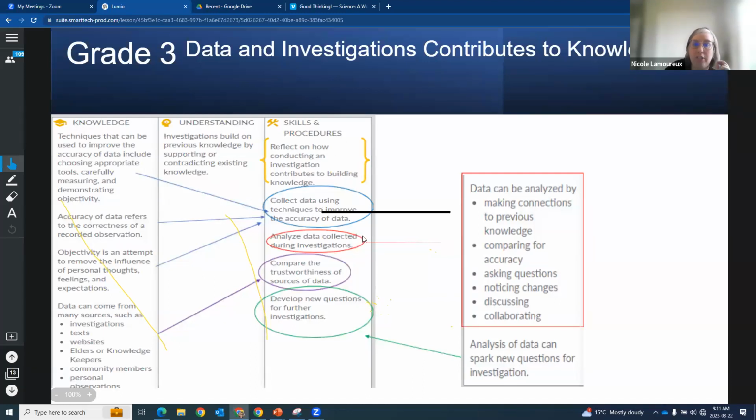Unfortunately, this didn't translate very well, but the red should correspond with the red. Analyze data collected during an investigation. Here in the red box, it is outlined that they make connections to their previous knowledge when they're analyzing data because they're making an inference. And we're going to get into distinguishing between an observation and an inference.